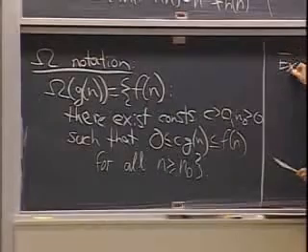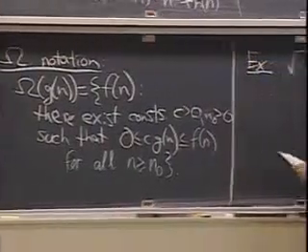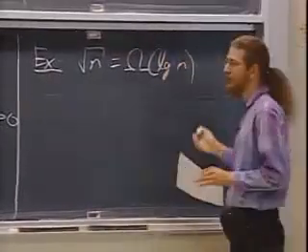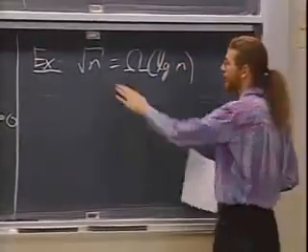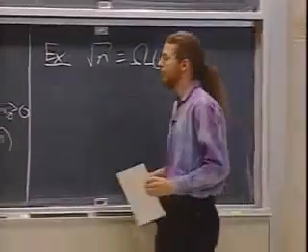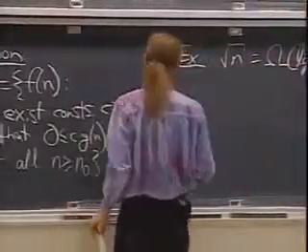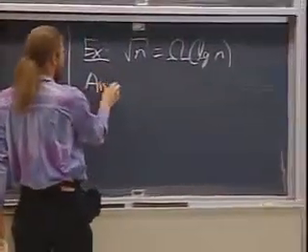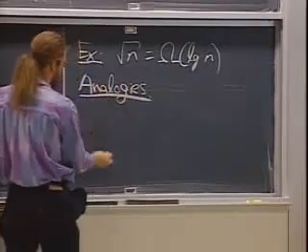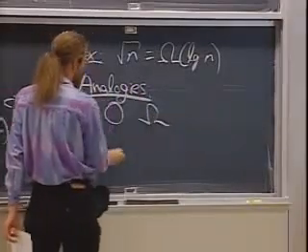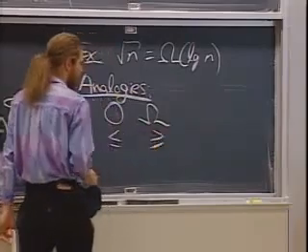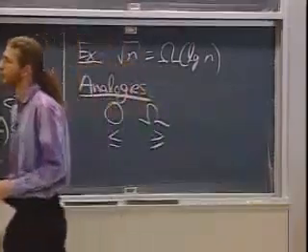So a random example, and now we'll get a little bit more sophisticated. Root n is big omega of log n. And you should read this as: up to constant factors, root n is at least log n for sufficiently large n. So omega sort of corresponds to greater than or equal to. So let me give you some analogies. We have big O, we have big omega. This is less than or equal to, this is greater than or equal to. And I'm going to fill in some more here in a moment.